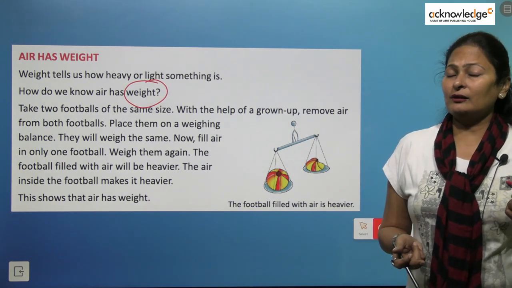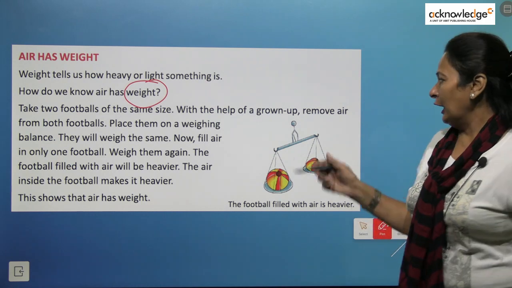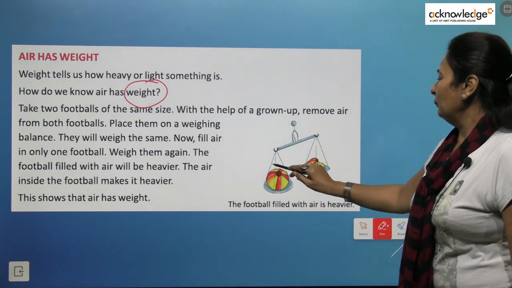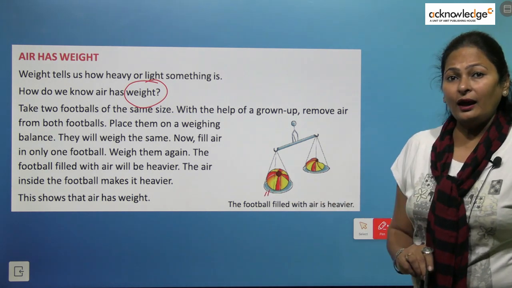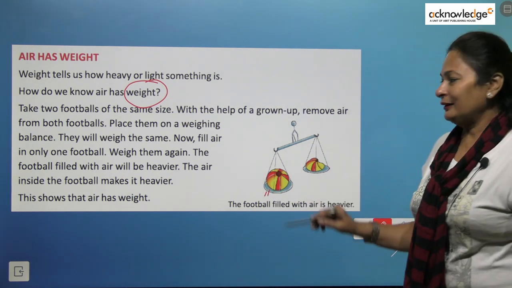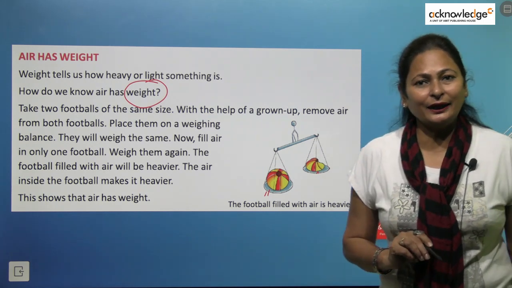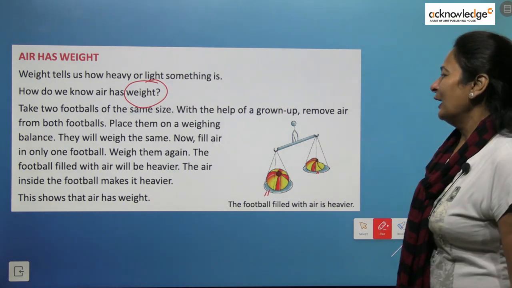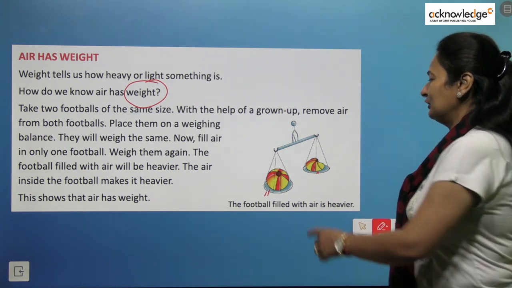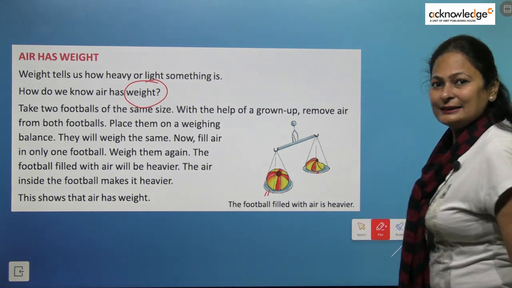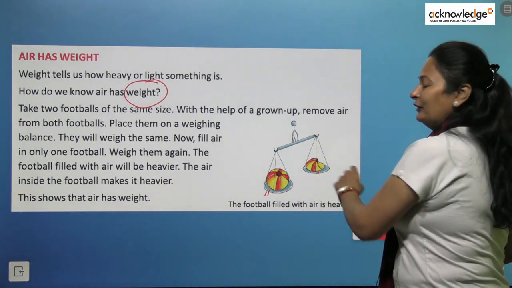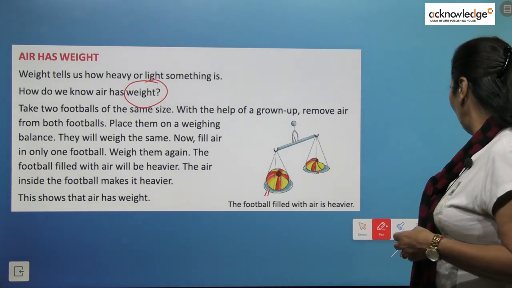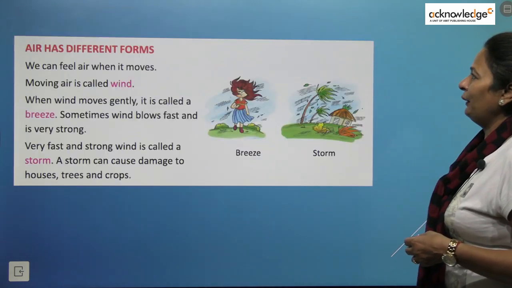Now fill one football with air and keep it on the weighing balance. You will see the football which is filled with air is heavier than the football which is empty. Again, this is proven that air has weight. Have you understood, kids? So, let's move on to the next topic.